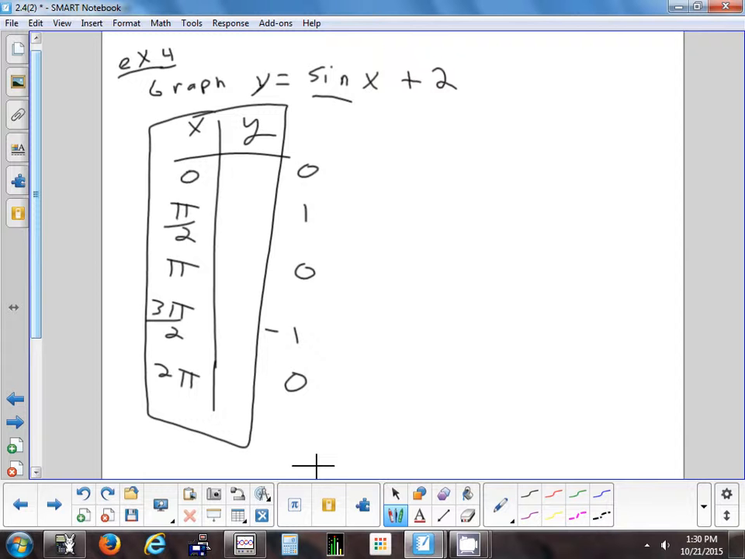Okay, Leah, what do I do to all these values for a vertical shift? Add 2 to that. Yeah, I'm gonna just add 2. So just add 2. So 2, 3, 2, 1, 2. Okay, any questions on how we got the table?